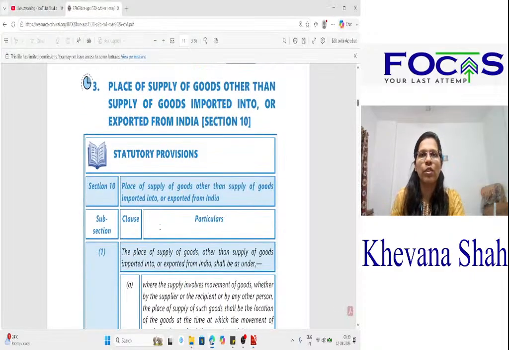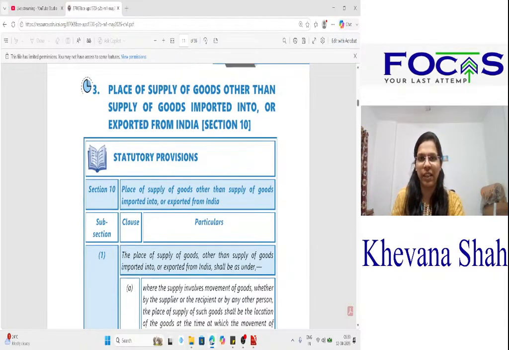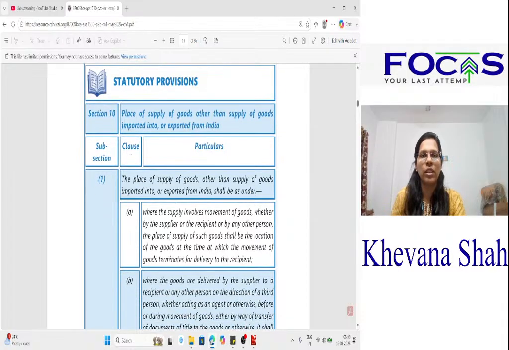Okay. So now let us talk in detail about this place of supply of goods other than supply of goods imported into or exported from India under section 10. So these are the statutory provisions. So what section 10 says, that place of supply of goods other than supply of goods imported into or exported from India. So section 10 defines place of supply of goods for domestic goods.